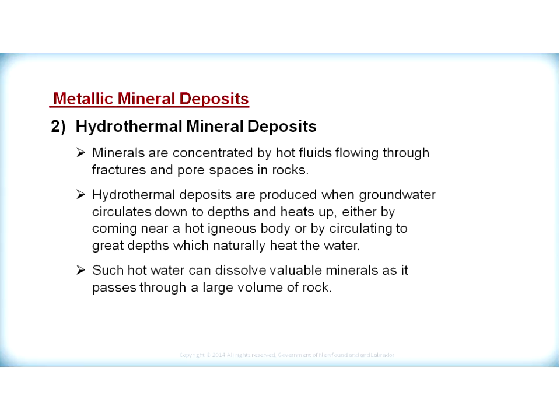The second type of deposit that forms metallic mineral deposits is called a hydrothermal mineral deposit. Here, minerals are concentrated by hot fluids flowing through fractures or pore spaces in rock. Hydrothermal deposits are produced when groundwater circulates down to depths, and it heats up either by coming near a hot igneous body or by circulating to great depths within the earth, which naturally heats the water up. Such hot water can dissolve valuable minerals as it passes through large volumes of rock.